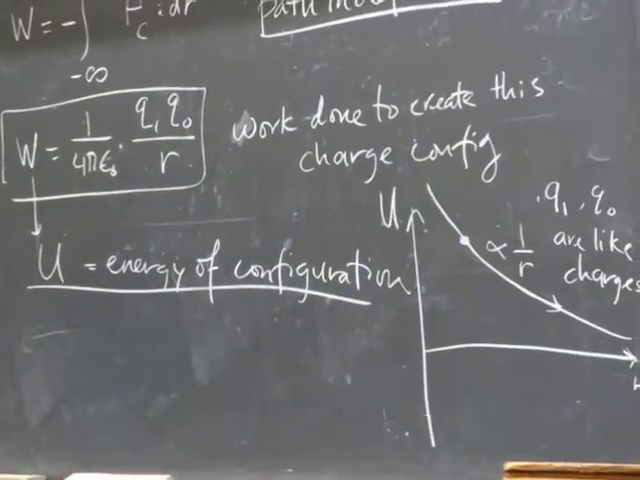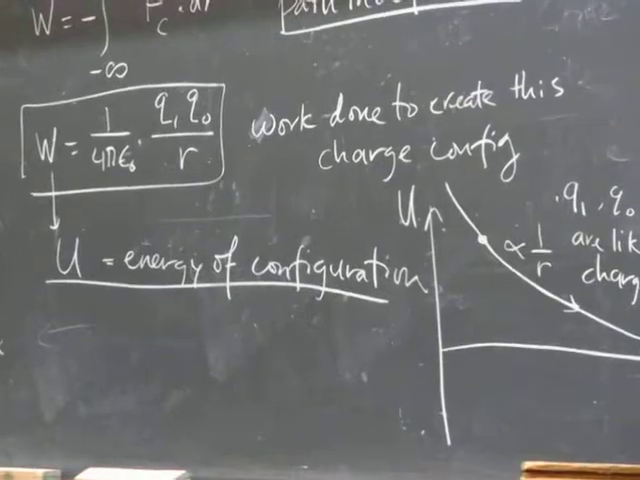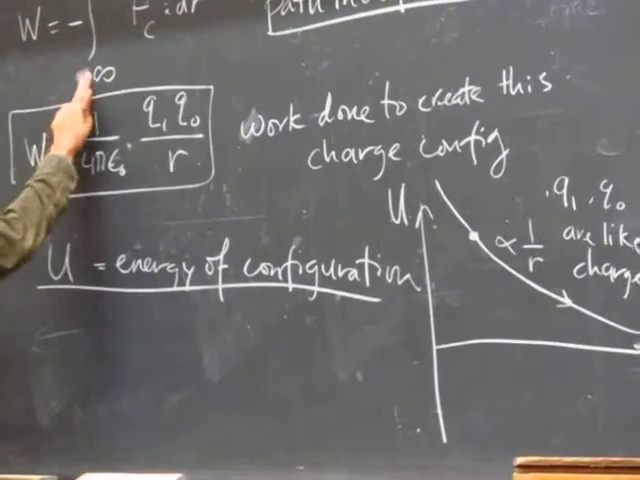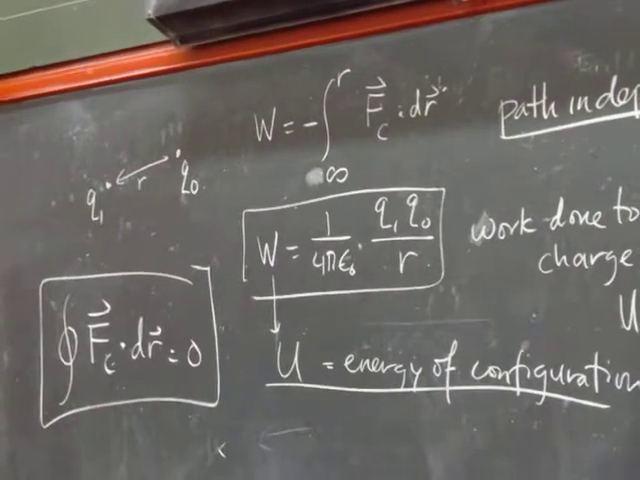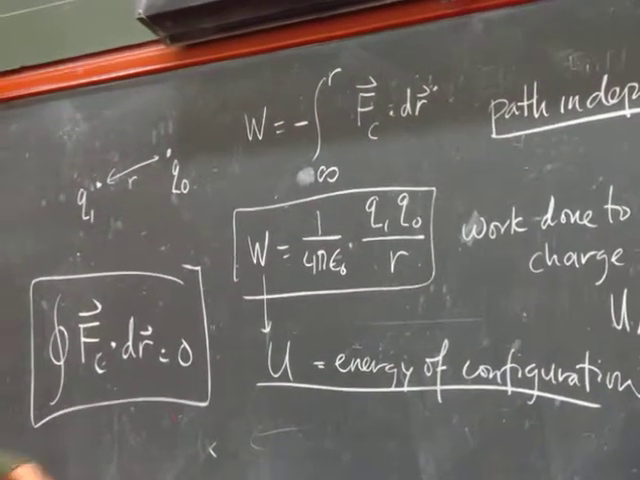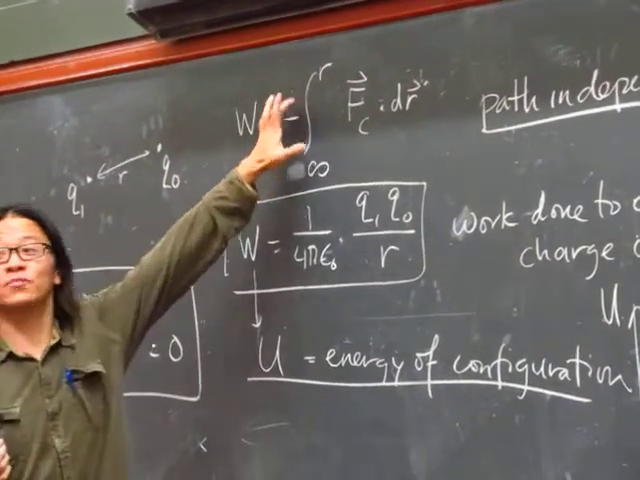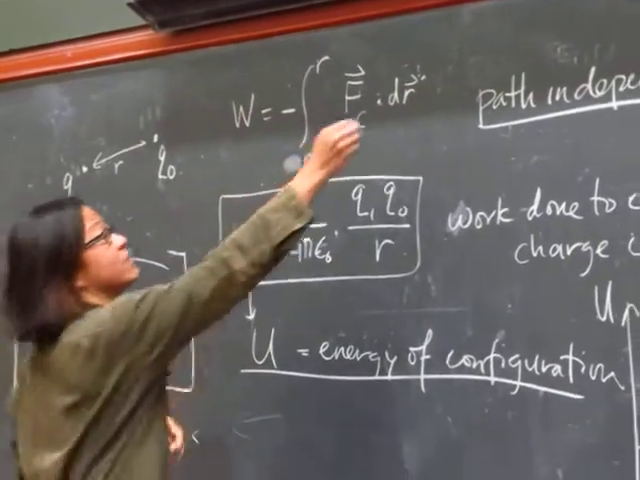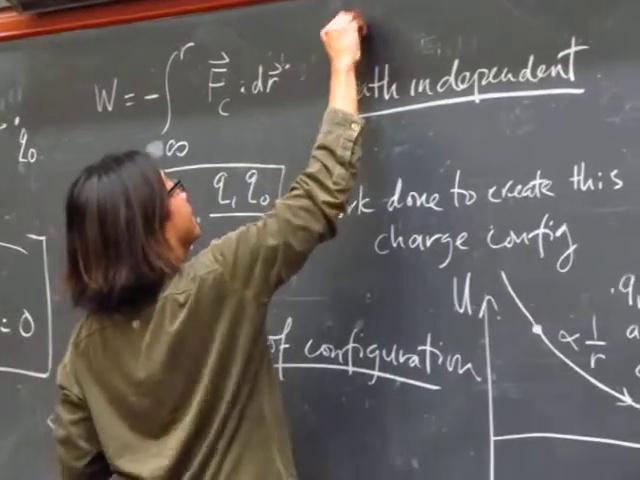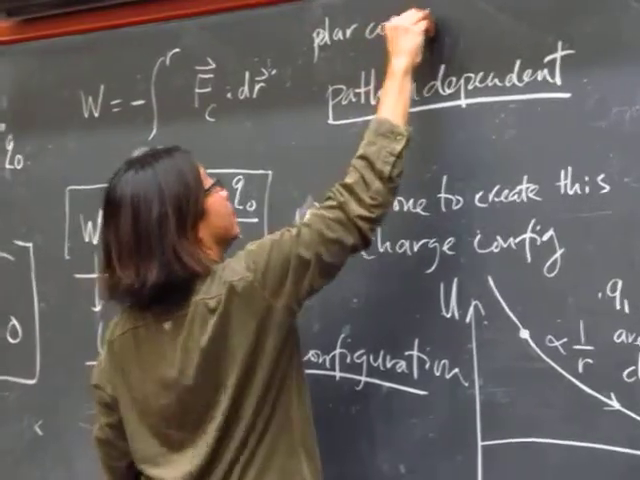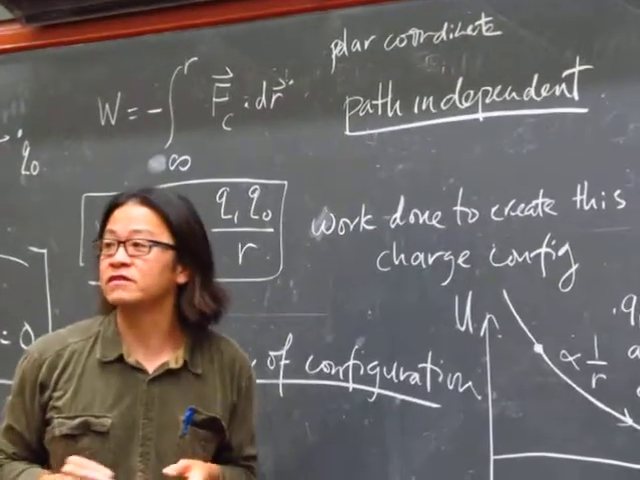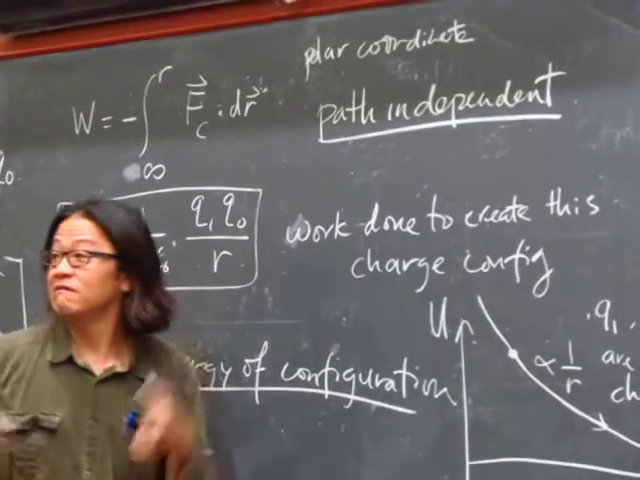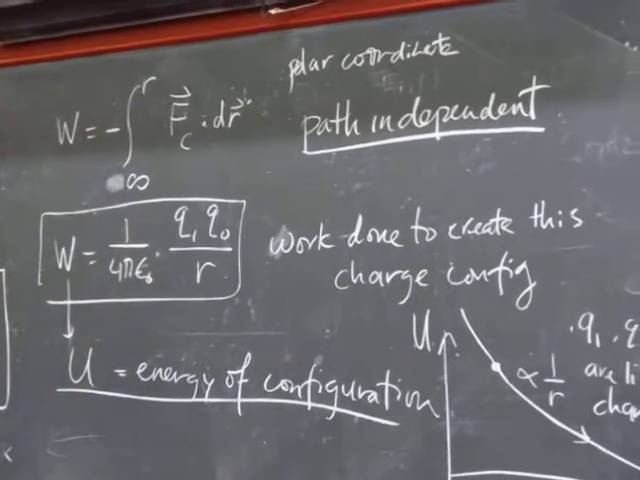Why does it work? Integral from infinity to r. Oh, sorry, it's just infinity. There is no negative here because this is polar coordinates. You guys are familiar with polar coordinates, right? From physics, from Math 53, 54, okay?